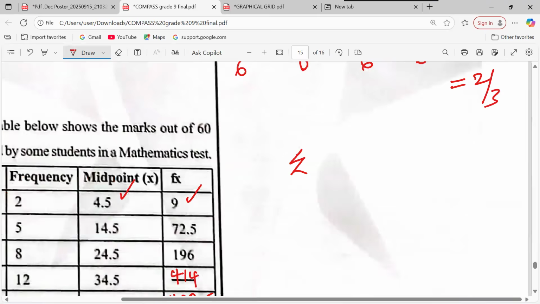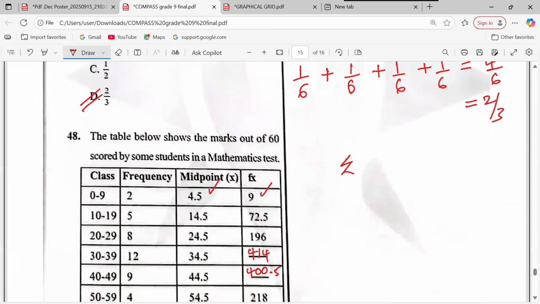Let me check that. I'm bringing it. Don't worry, you relax.